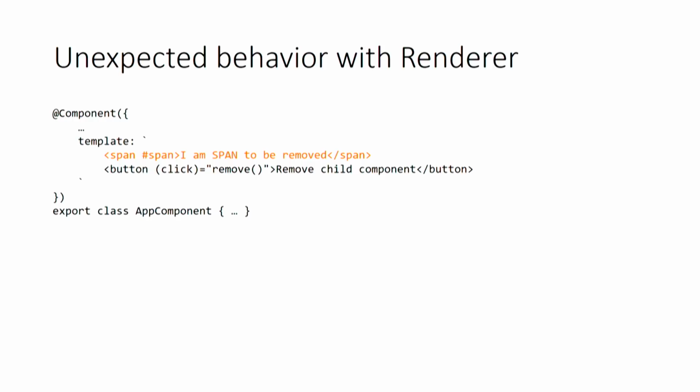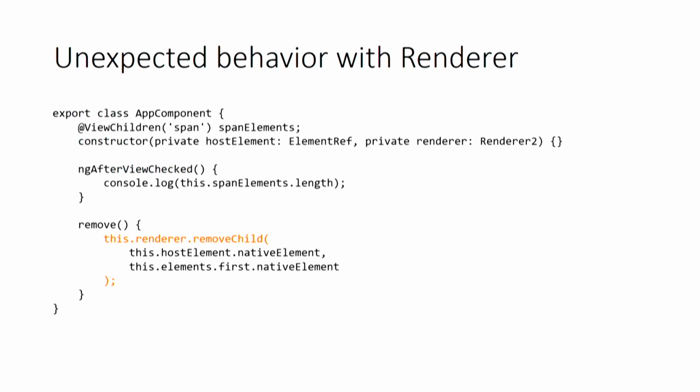So imagine you have this component with one span element inside it. When a user clicks on the remove button, inside the remove method I use the renderer to remove that span element from the DOM. Instead of the renderer, I can use the native platform API. And this is also something you should not do.